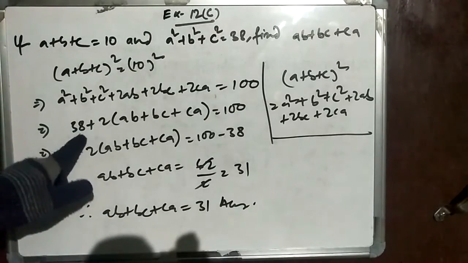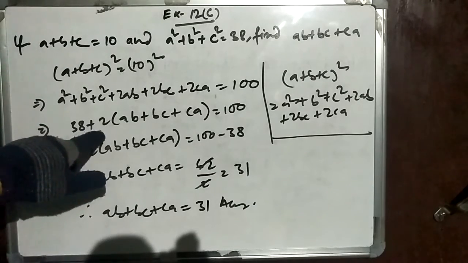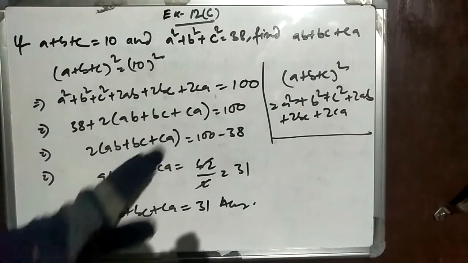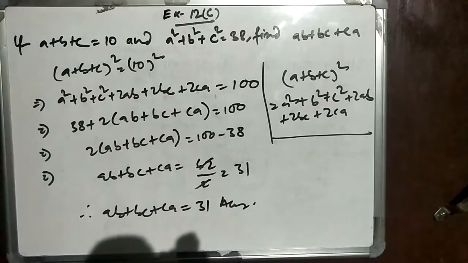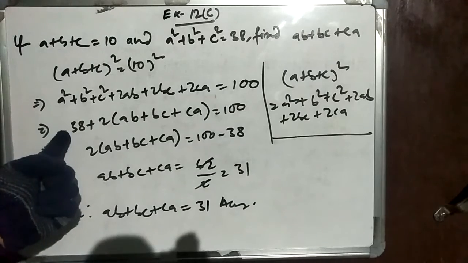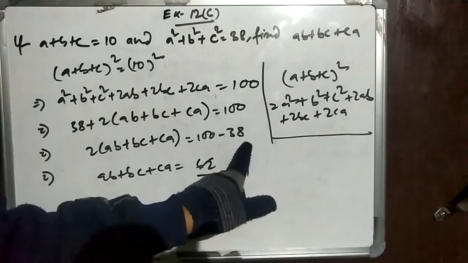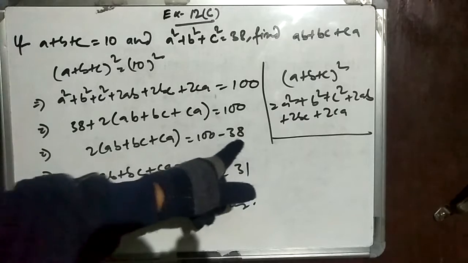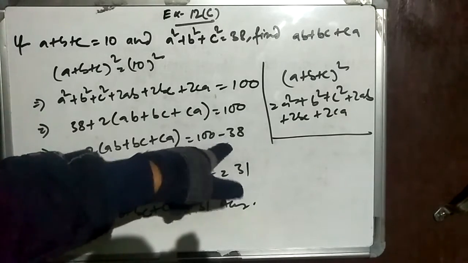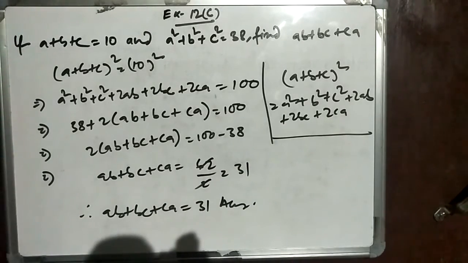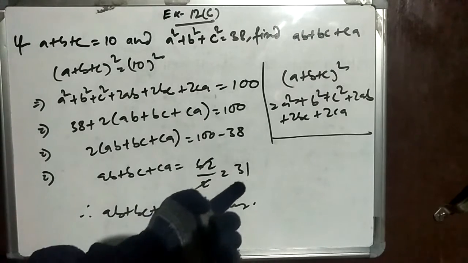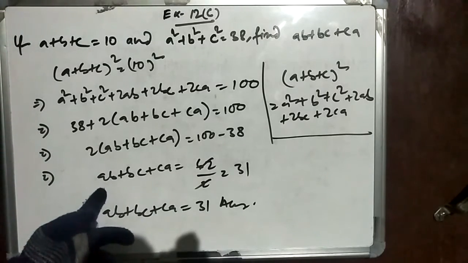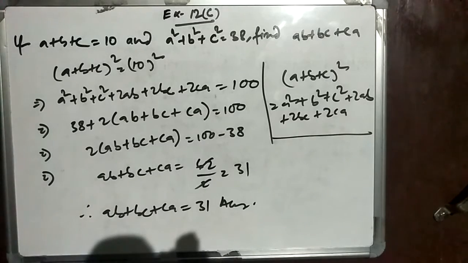After that, what you have to do: a square plus b square plus c square, the value is given as 38, so just put the value of 38 and plus 2, take out 2 as common, so the rest of the numbers keep inside a bracket, which is not in common. So 38 is a plus sign. Move on to the next side of the equation, so we got here change of sign, minus 38. So 100 minus 38 will give us 62. Now dividing by 2, we got 62 divided by 2, that is 31. So the value we got here of ab plus bc plus ca is 31.